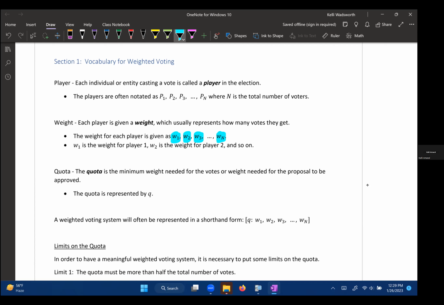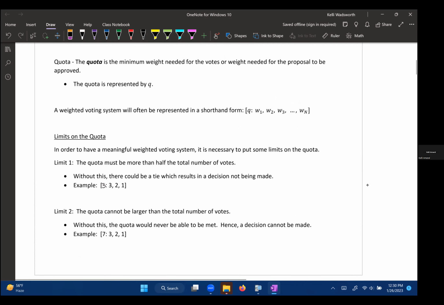Okay, so we've got players and weights. Then there's the quota. This sentence is confusing to me, but let's see if we can make it make sense. The quota is the minimum weight needed for the proposal to be approved. So the minimum number of votes you need, that's the quota. The quota is represented by the letter Q in general. When we see Q, that means quota.